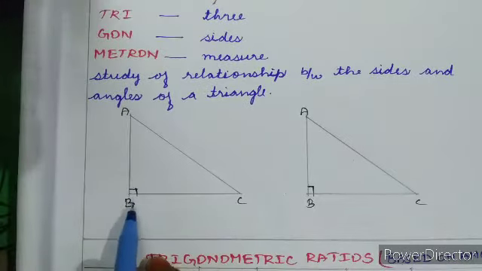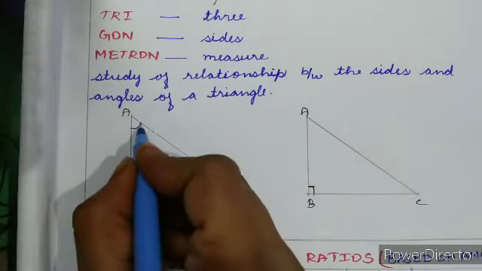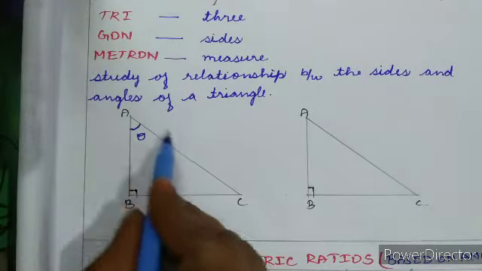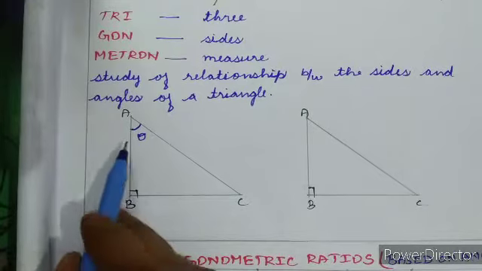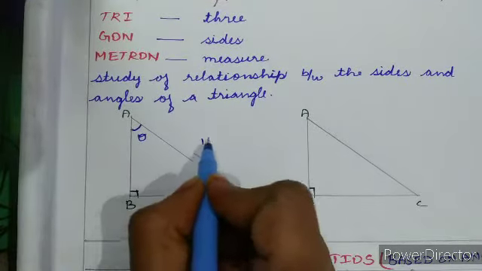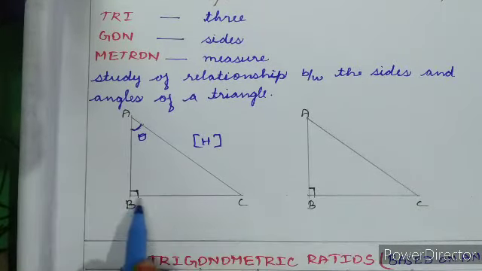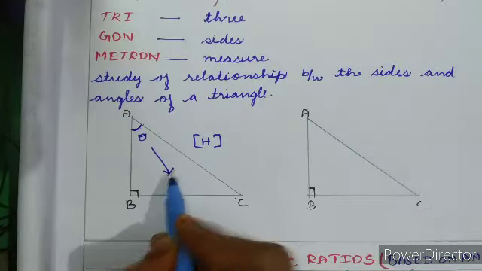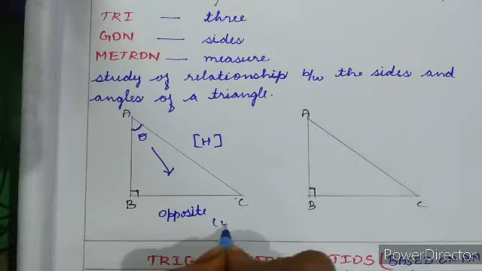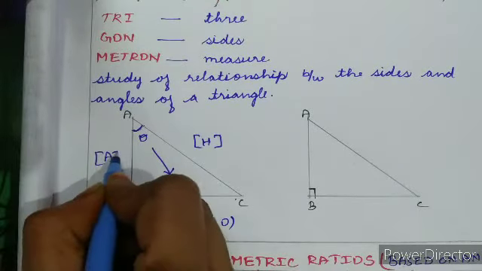Now let's consider a right angled triangle which is right angled at B. Let's take angle A. If we take angle A, now we are going to name the sides of the triangle. We know in a right angled triangle, the side which is of the greatest length is the hypotenuse. If we take angle A, the side which is opposite to angle A is the opposite side. And the side which is along angle A is said to be the adjacent side.